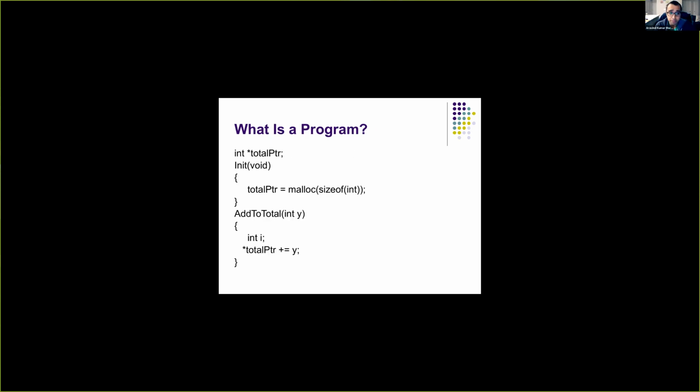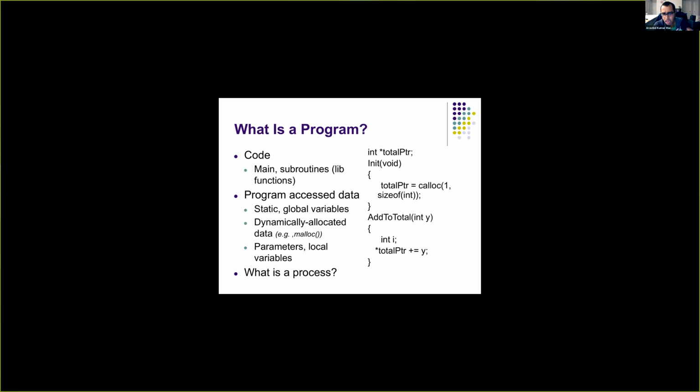So what is a program? We saw a program is just a sequence of instructions, right? Each program has code, which is a sequence of instructions, and the code is usually divided into functions. We have the main function, which is the entry point of the program, and various functions and subroutines, which could actually call library functions such as printf or read.